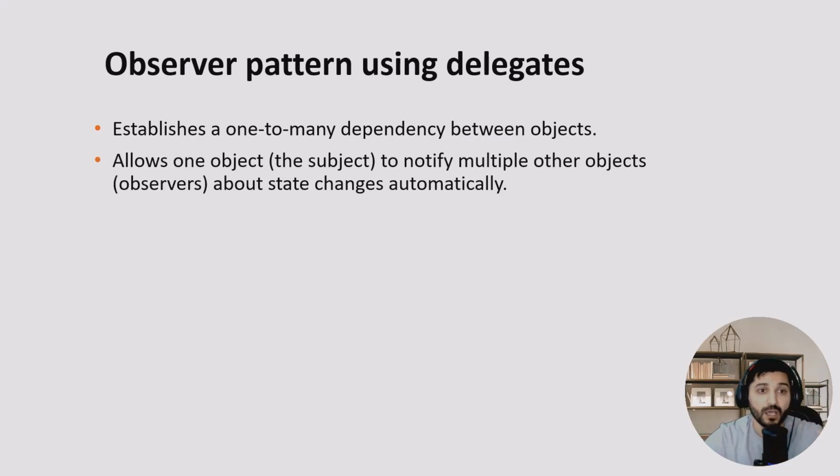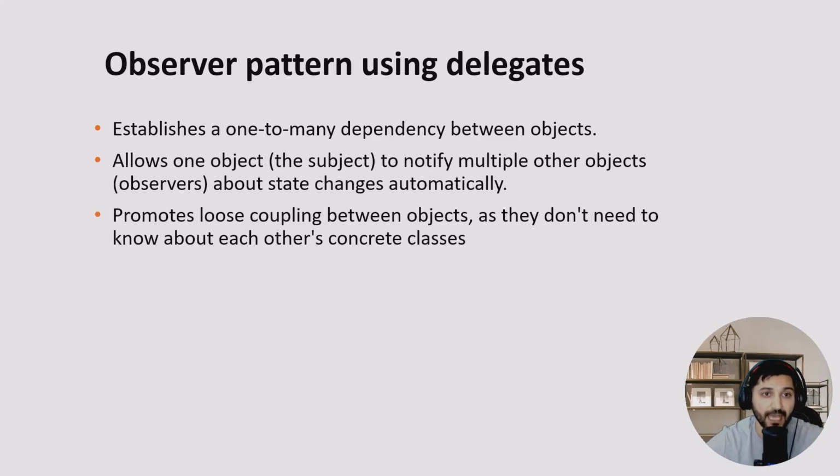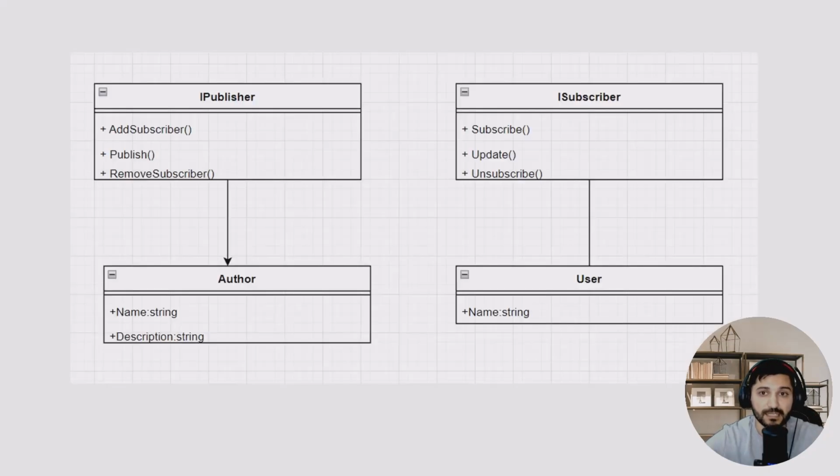Observer design pattern allows one object, the subject, to notify multiple other objects about state changes, and this pattern promotes loose coupling between objects. This is our simple implementation of observer design pattern. We have IPublisher and ISubscriber interfaces. Our author implements IPublisher. Our user implements ISubscriber.